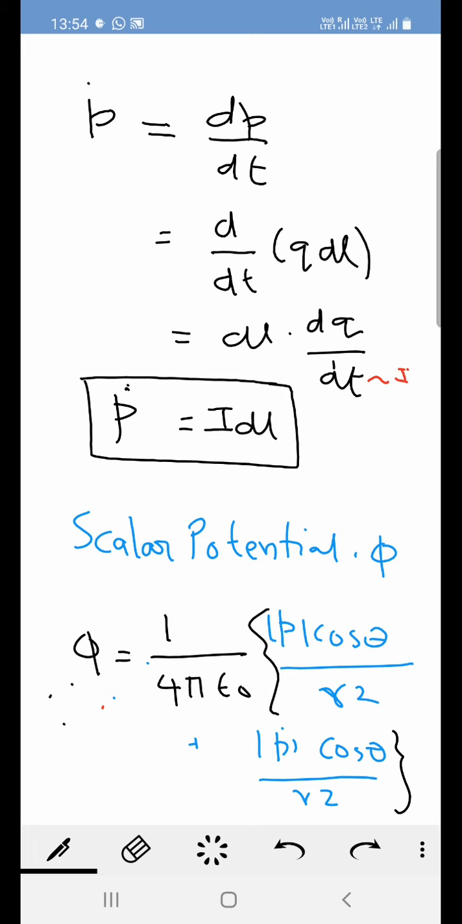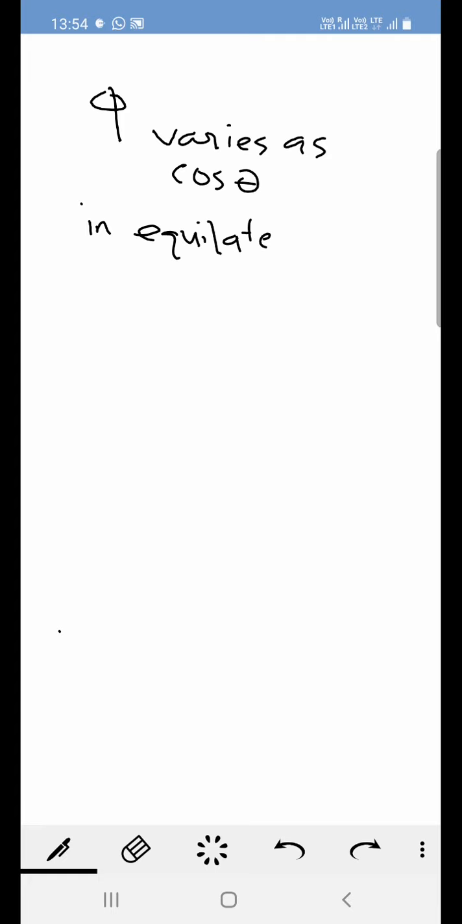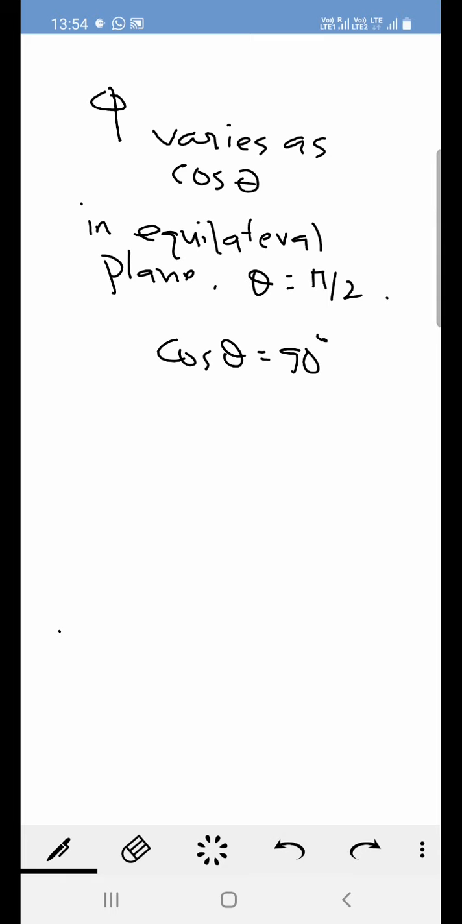So from the expression we can say that the scalar potential phi varies as cos theta, and so its value should be equal to 0 in the equatorial plane. In the equatorial plane, the value of theta is pi by 2, so cos theta is equal to 0, and so the value of scalar potential is also equal to 0.